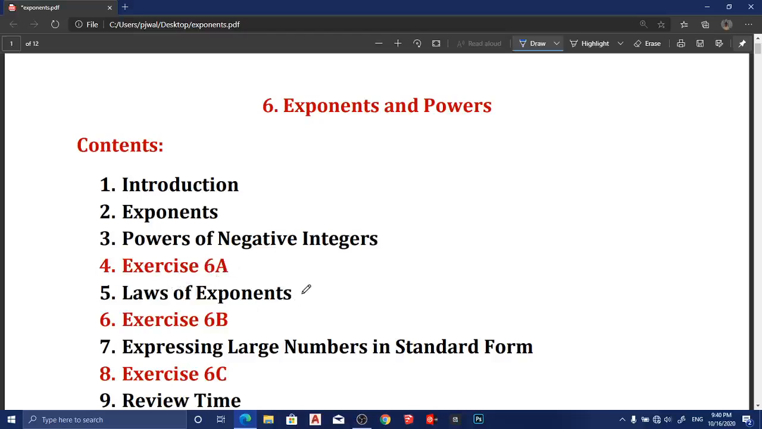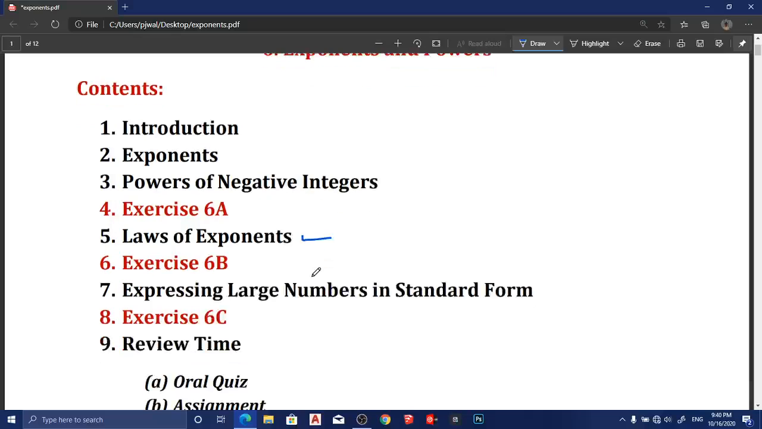This is very important and this is the heart of this chapter also. If you know all the laws of exponents perfectly, you can do any problem in this chapter. This is very important. Next, exercise 6b.